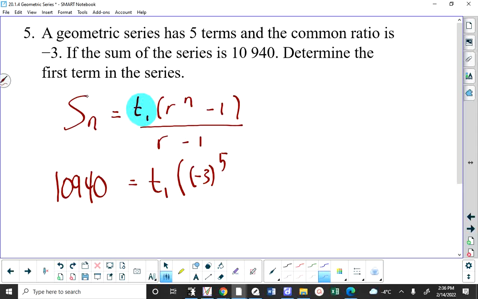And I realize that some of you are going to say, I'll get the right answer whether I put it in brackets or not. And that's true, but it's only true because the exponent happens to be an odd number. If that exponent were even, it wouldn't work. So my recommendation is, particularly when you have negative bases, put the base in brackets. Then minus 1 over negative 3 minus 1.